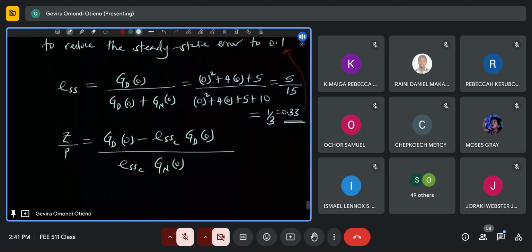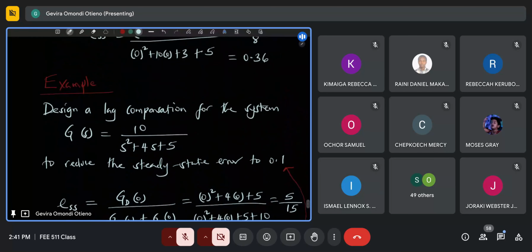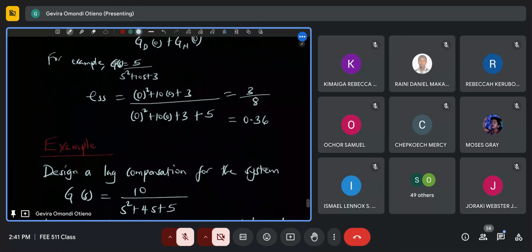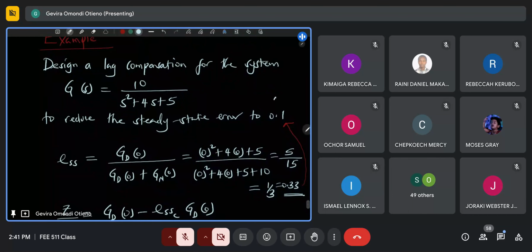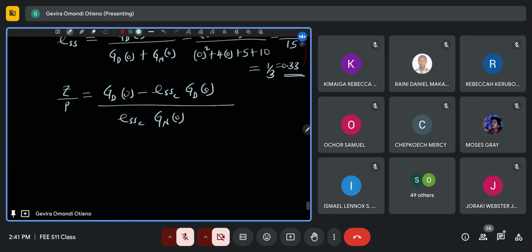Okay, so we now start, because remember, in our case here, the 0.1 that we have in our design is our compensated steady state error, because it's the one that is required after compensation. The actual one is 0.33, but after compensation, we expect it to be 0.1. That is what is expected. So let's use that information to get this relationship, or the ratio between the 0 and the pole.